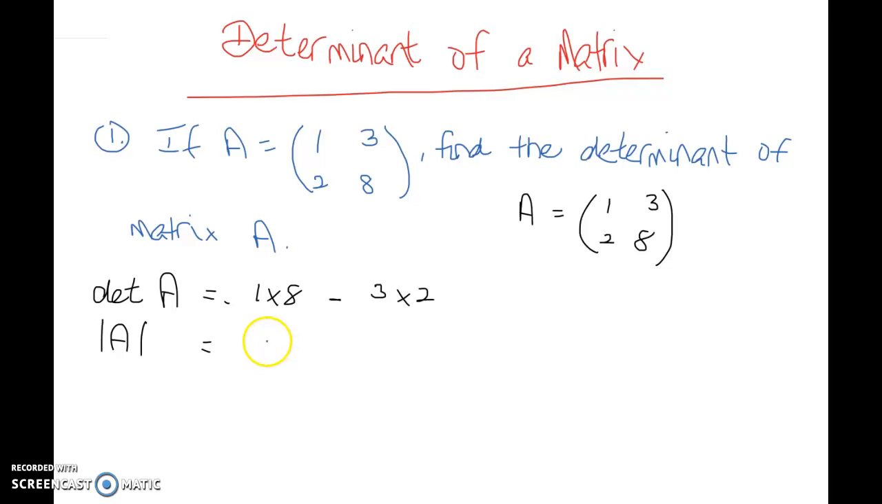And that will be 1 times 8 is 8, take away 6, which is 2.